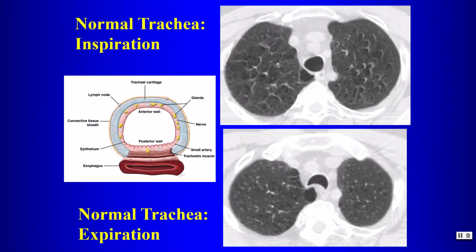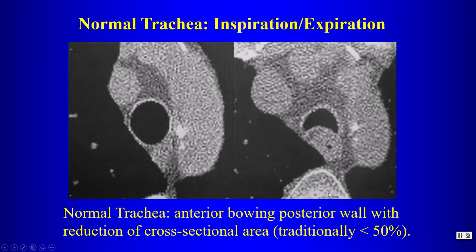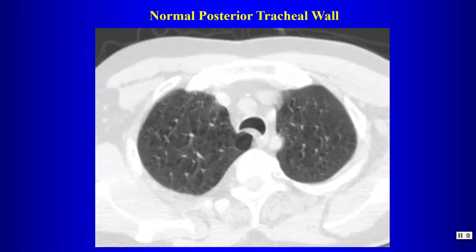So normally on expiration, there is some collapse of the posterior wall, as you see in this example. Inspiration, trachea nice and round. Expiration, a little bit of collapse here of the posterior wall. Here's the soft tissue window showing you the same thing. Inspiration, expiration, a little bit of collapse there of the posterior wall. Usually less than 50% though. Usually it decreases the cross-sectional area by less than 50%.